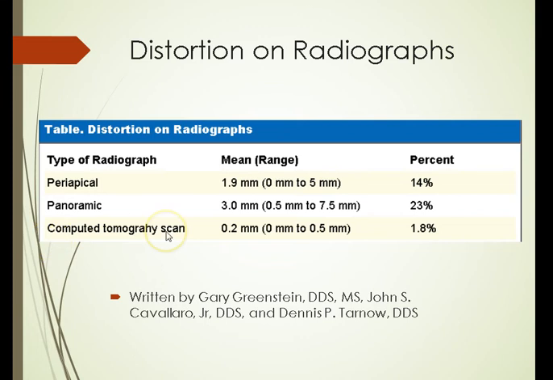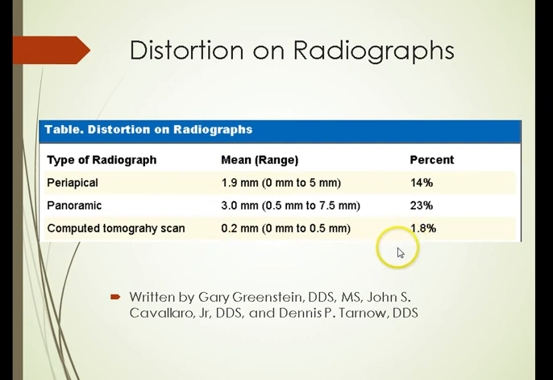Cone beam CTs are even better; CTs are almost perfect. You have about 0.2 millimeter. The range is from 0 to 0.5, and look at the percent. That's a huge difference. Obviously there's the cost and everything else that comes with it, but I just want you to have an idea of how the distortion is there. It can mimic something and make you feel better, as if you have so much room, but in actuality, it does not.